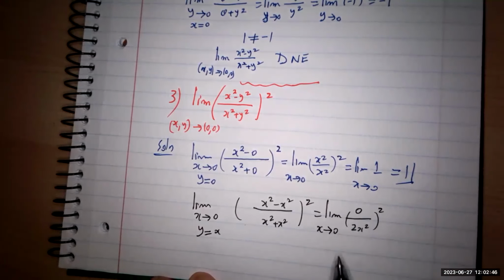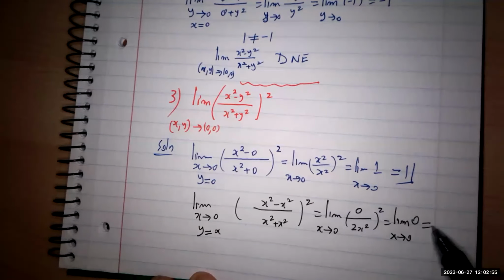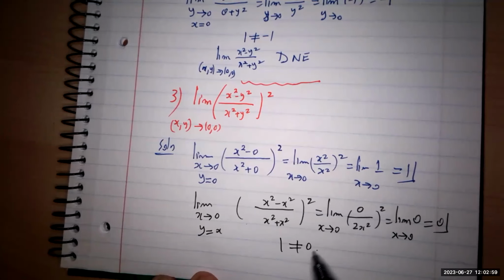Since x goes to 0, you see x is not equal to 0. So this would be 0. So the limit of the 0 when x goes to 0 is equal to 0, two different numbers. Y not equal to 0, so the limit does not exist.